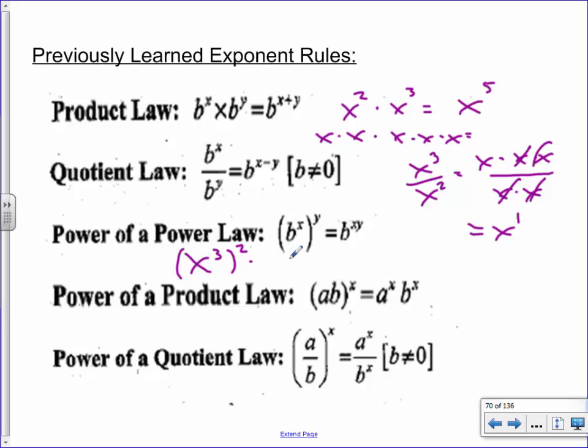Okay. Power law would be something like x to the 3, and then you square the whole thing. Well, what that really means is you have x to the 3 times another x to the 3. So here you have 3 x's. Here you have 3 more x's. So altogether you have 6 of them. The rule here is you have to times those numbers. Does that make sense?